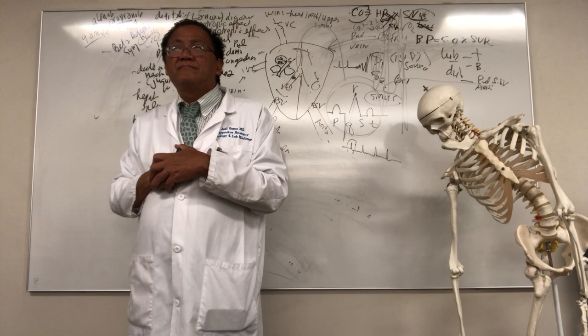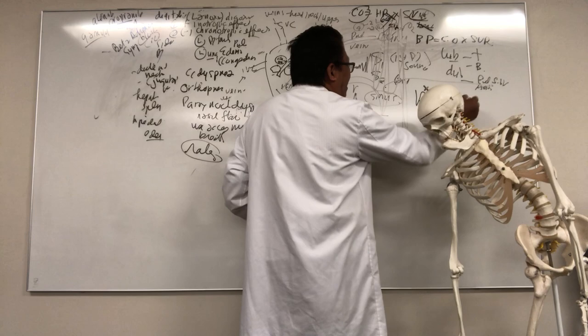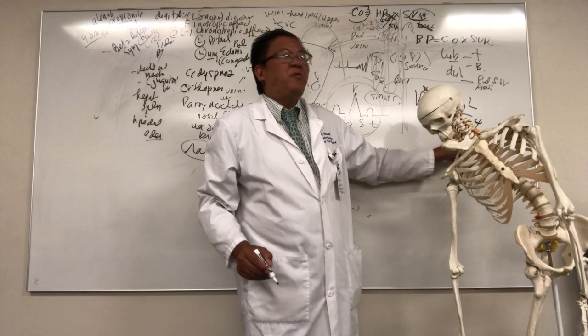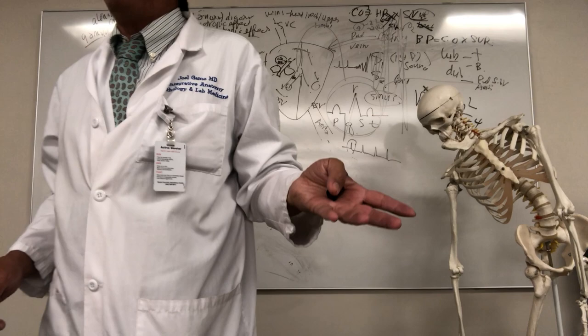By decreasing the heart rate, you decrease cardiac output. Now what is SVR, systemic vascular resistance? Remember this? Resistance is equal to what? 8nL over pi r to the 4th. So if you increase the radius, what happens to the resistance? Decrease. If you decrease the resistance, what happens to the blood pressure? Decrease. The blood pressure goes down.